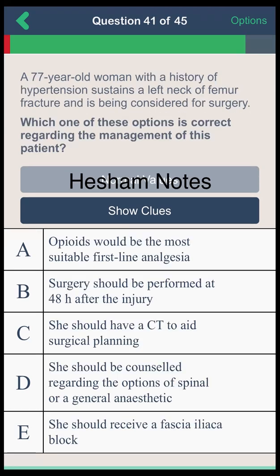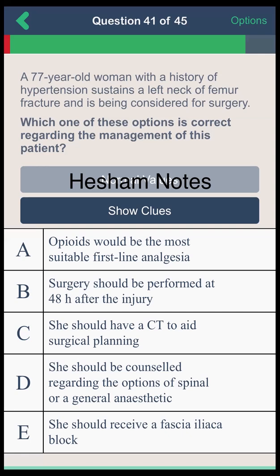A 77-year-old woman with a history of hypertension sustains a left neck of femur fracture and is being considered for surgery. Which one of these options is correct regarding management of this patient? Opioid would be the most suitable first-line analgesia. Surgery should be performed at 48 hours of injury. She should have CT to aid surgical planning. She should be consulted regarding the options of a spinal or general anesthetic. She should receive fascia iliaca block. I think she can be consulted about the type of anesthesia, either spinal or general anesthetic.